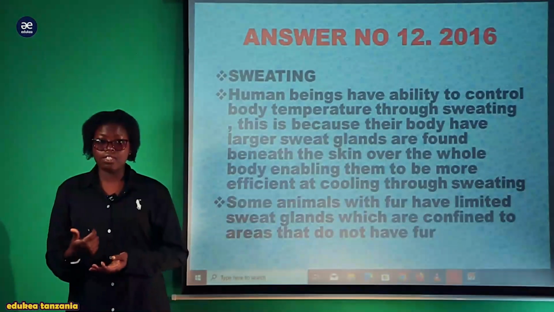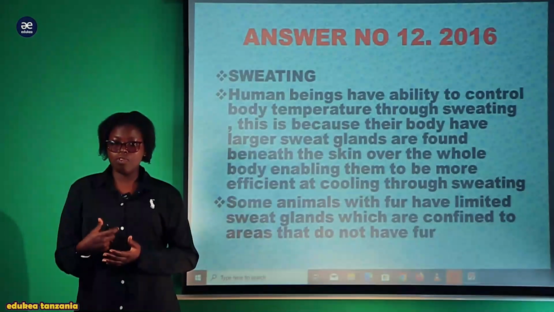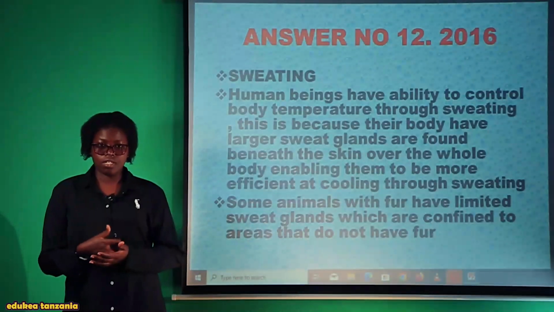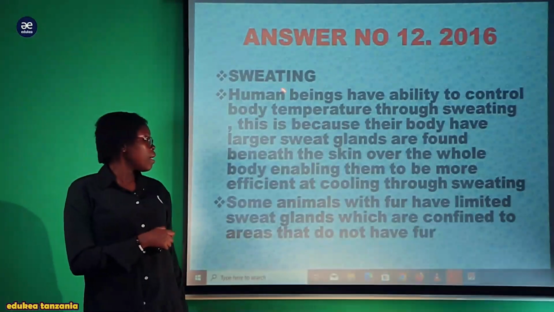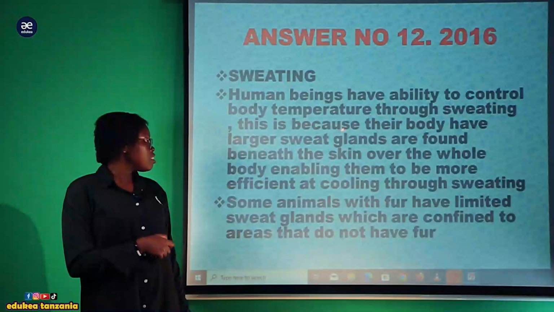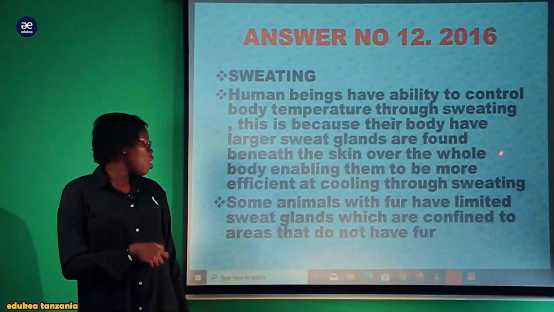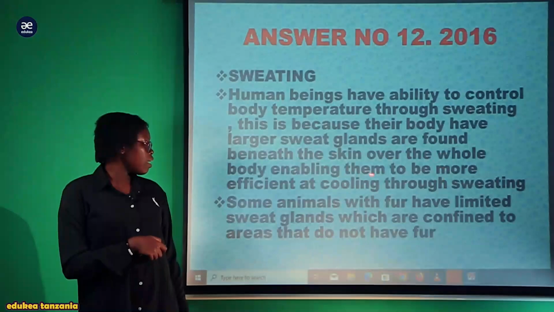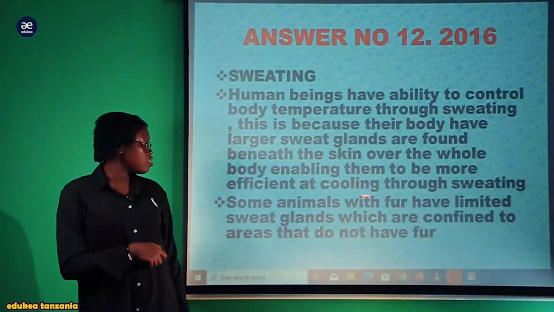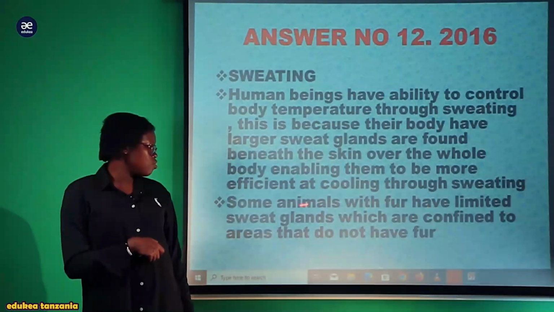Hapa ni kutokwa jasho. Unaona wakati wa joto sana watu wanakuwa wanatoka jasho sana. So this is one of the mechanisms of preventing the body from overheating. So sweating, human beings have the ability to control body temperature through sweating. This is because their bodies have larger sweat glands found beneath the skin over the whole body, enabling them to be more efficient at cooling through sweating. Some animals with furs have limited sweat glands which are confined to areas that do not have fur.